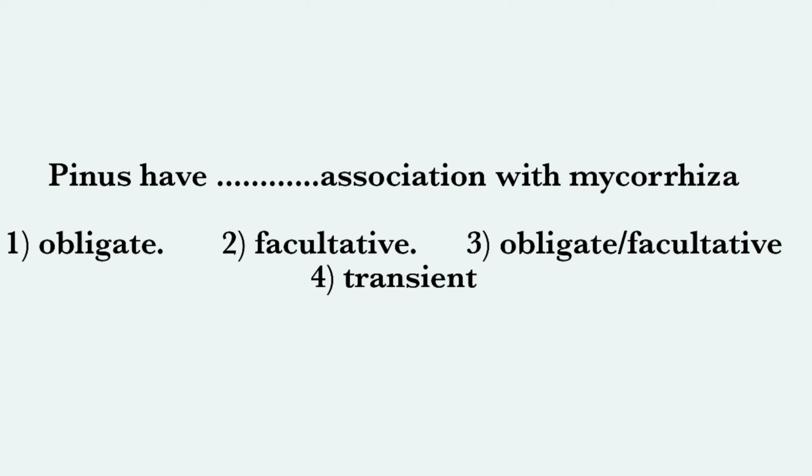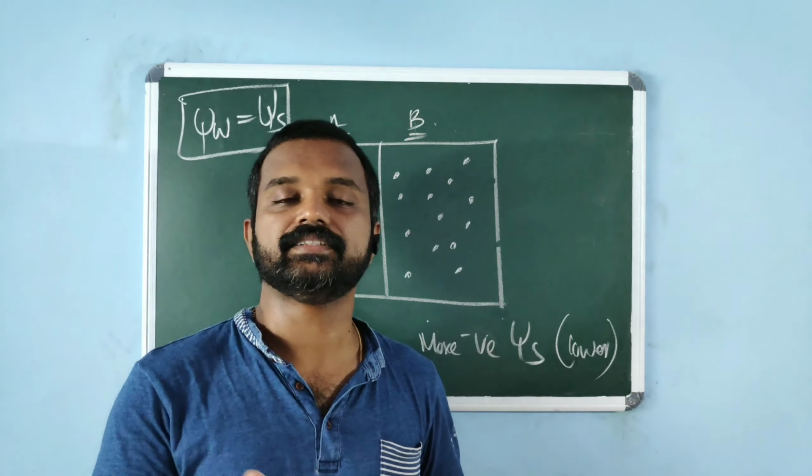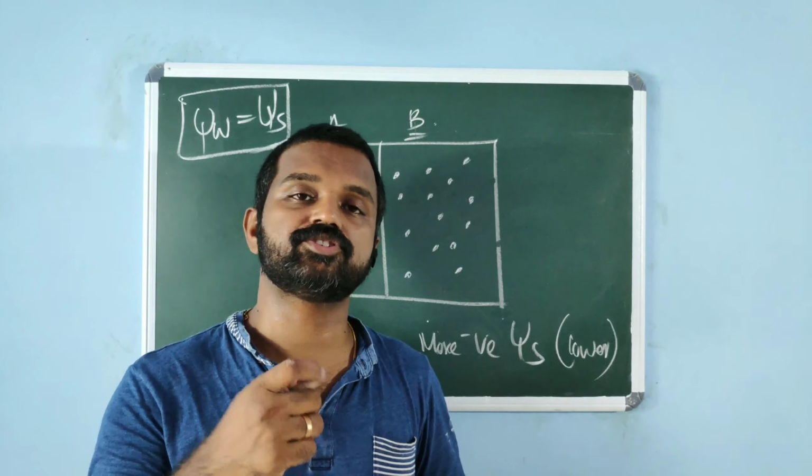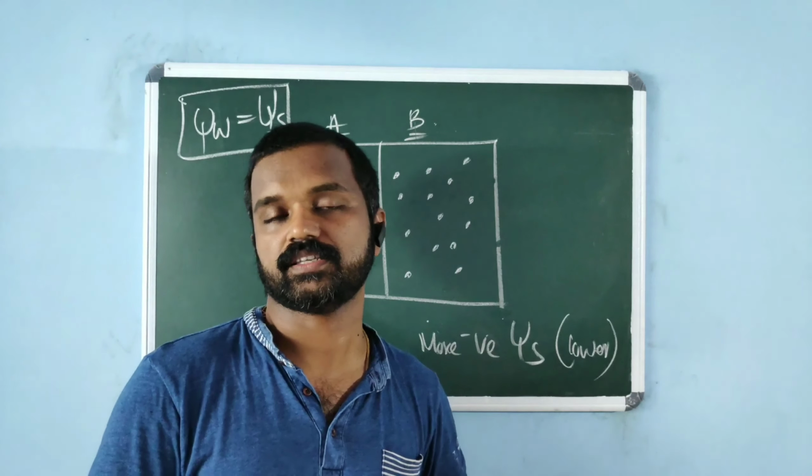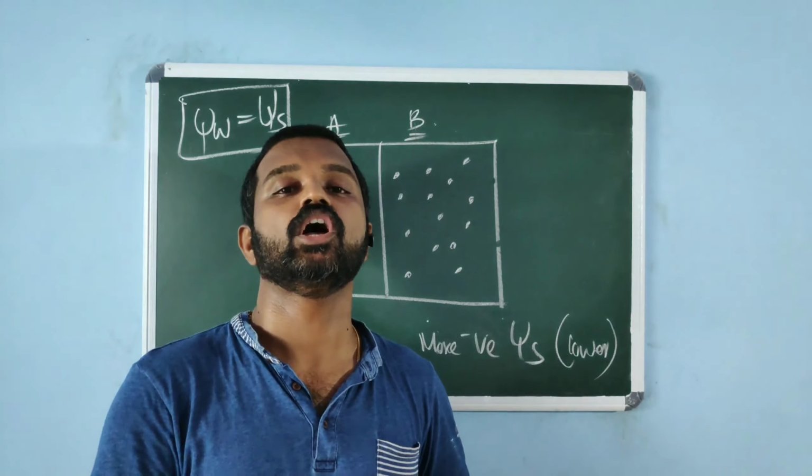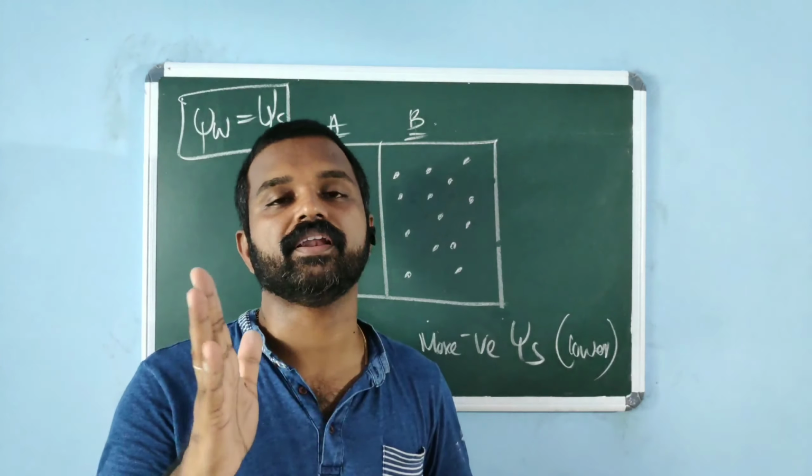Pinus have dash association with mycorrhiza. Pinus seeds cannot germinate and establish in the absence of mycorrhiza. That means their association is obligate, that is permanent.